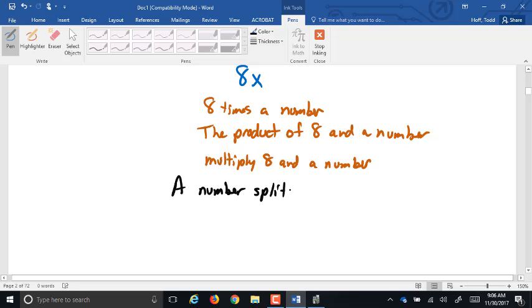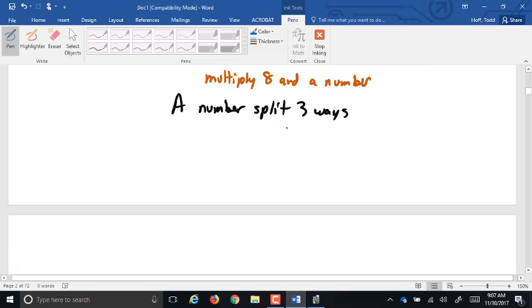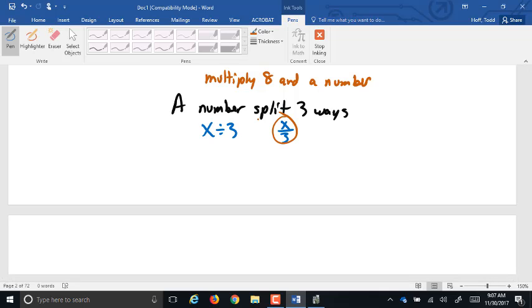What if I have a number split 3 ways? That would imply division. That would be x divided by 3, or we could write it as x over 3. Yep, they both mean exactly the same thing, x divided by 3. In algebra, we tend to use this one a little bit more just because it's a little more compact. Other ways we could write x over 3 or x divided by 3.